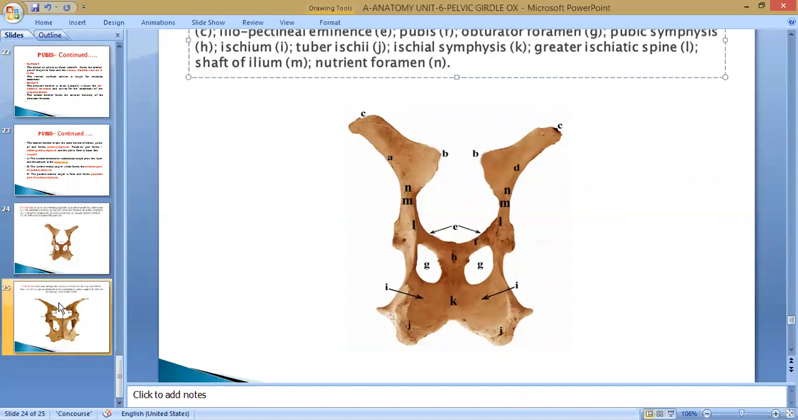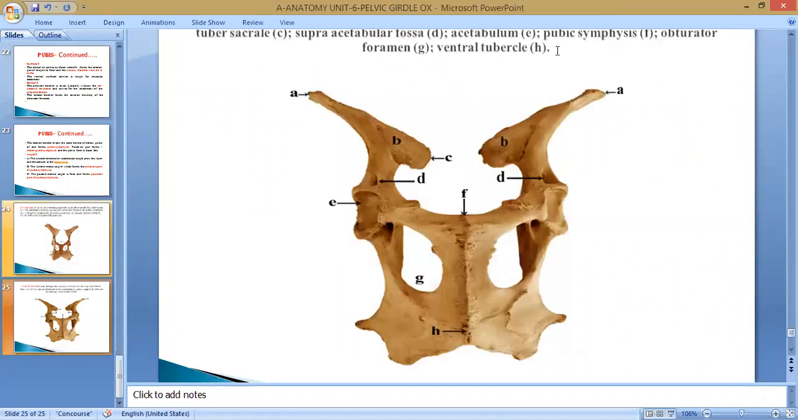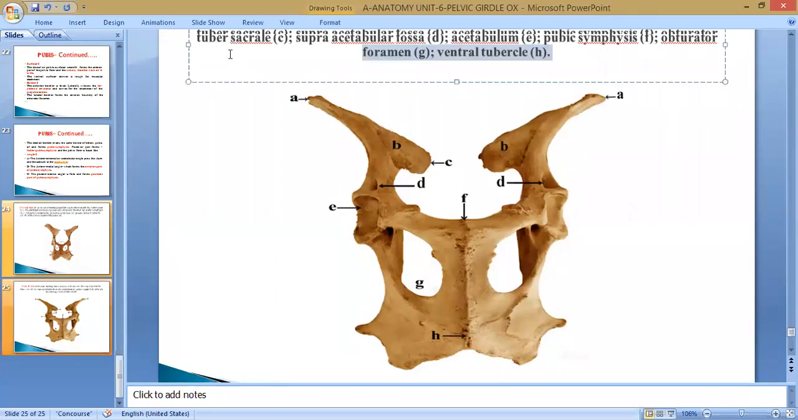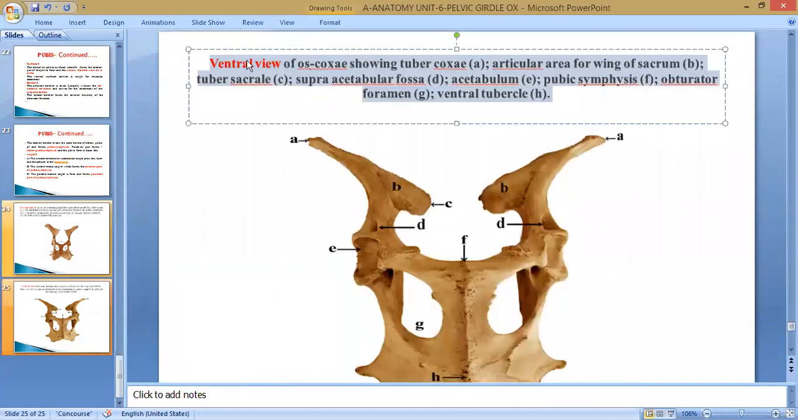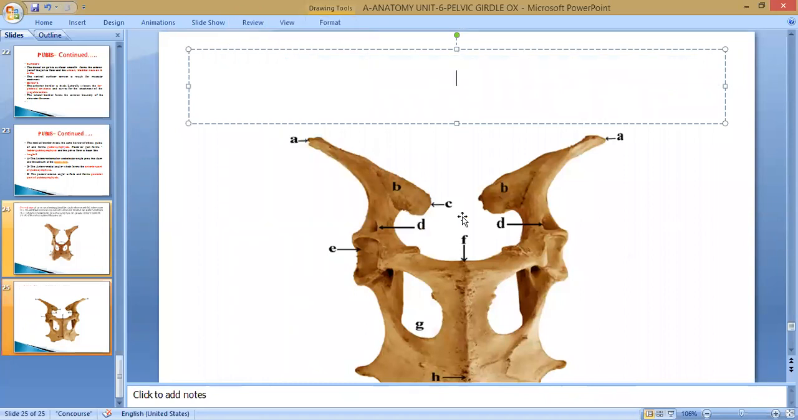अब बताइए, this is the ventral view of the pelvic girdle. What is D? Anyone? उसके बारे में बताया नहीं है. What is D? फोरामेन जैसा दिख रहा है सर. हाँ, this is a fossa that is located just above the acetabulum. This is known as supraacetabular fossa.